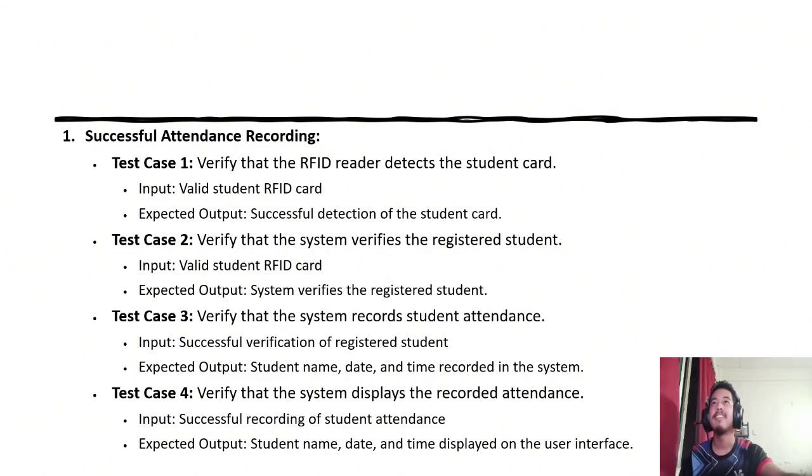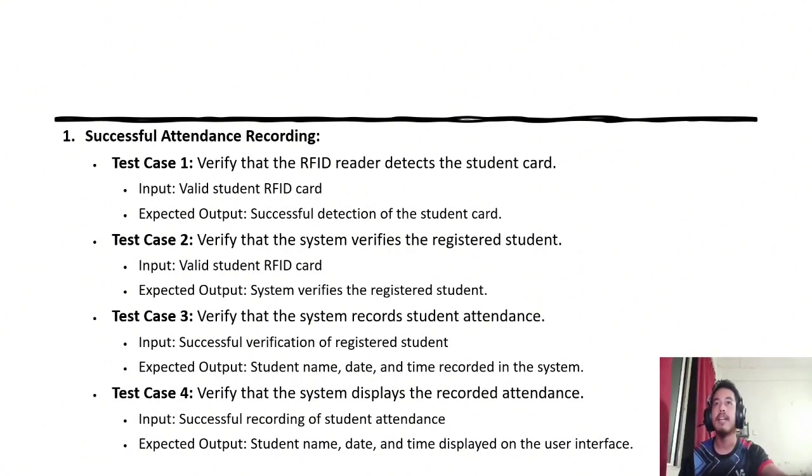Okay. First, number one, successful attendance recording. In this case, I have four test cases. For test case one, verify that the RFID reader detects the student card. Input: valid student RFID card. Expected output: successful detection of the student card.